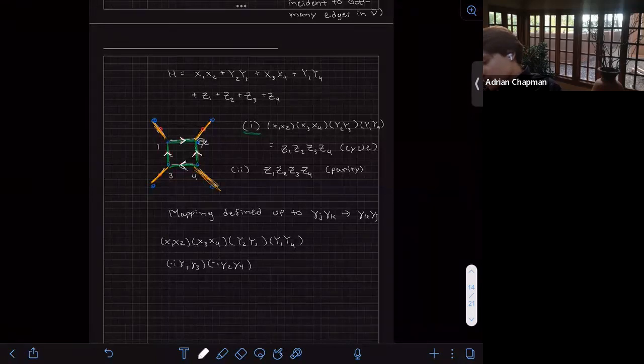Oh, it's confusing because I've labeled the modes, right? So the modes are not the same as the edges. So I'm going to say that, let's make this the 1, 2 edge. So that's going up. It's i gamma 1, gamma 2, and then the other one must be gamma 3, gamma 4 going down.